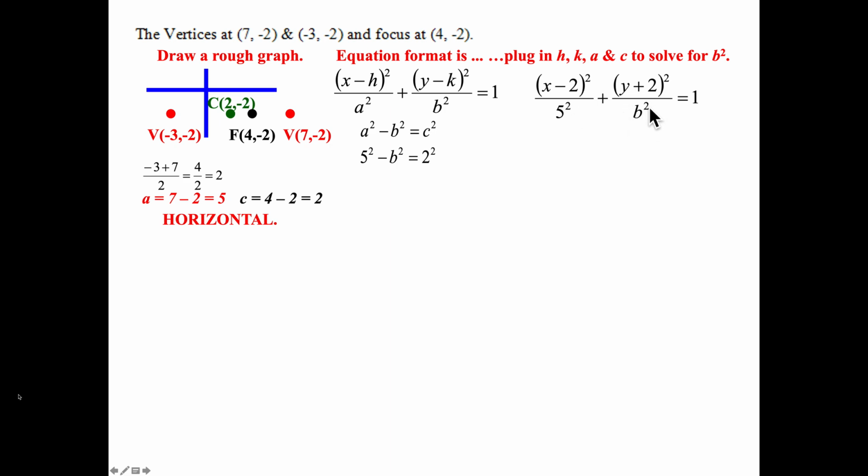Now we've got to find b squared, and we're going to find that through the Pythagorean theorem. So again, 25 minus b squared is equal to 4. Subtract the 4, add over the b squared, we're going to get 21. And we'll just put 21 in the denominator underneath the (y plus 2) squared, and there's our equation.